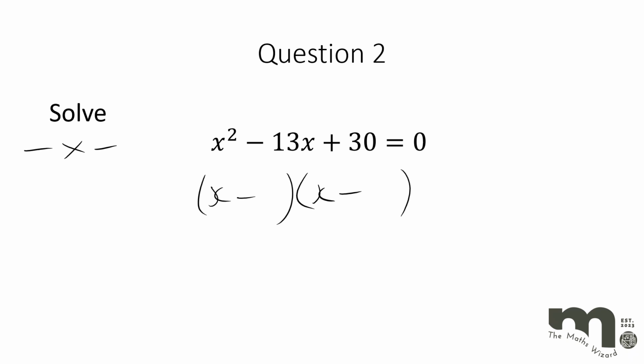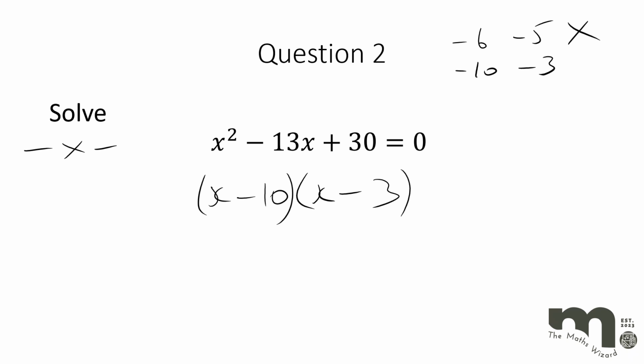So we could have, I don't know, minus 6 minus 5. So minus 6 times minus 5 does give you positive 30, but it doesn't work with minus 13, because that would make minus 11. You would have to say minus 11x in the middle. We could have minus 10 and minus 3. Well, that does make minus 13. So now that 10 can go there, 3 can go there.